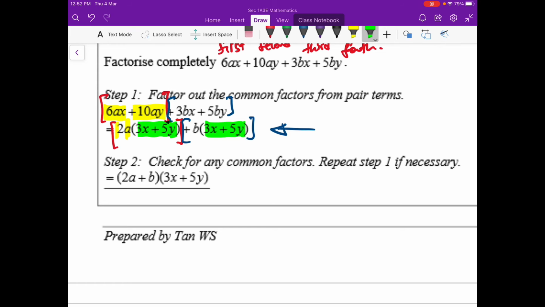And this step is actually what we have been starting off this topic with. 3x plus 5y, 3x plus 5y, you factorize out the 3x plus 5y, and you are left with 2a plus b. Okay? We have been practicing from this step onwards. The difference right now is how to arrive at this step by yourself from 4 terms. Not difficult, just pair them up. As long as you have 2 pairs with common factors, done. You can do the next step already.